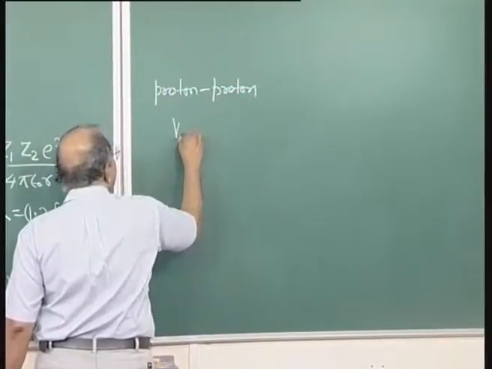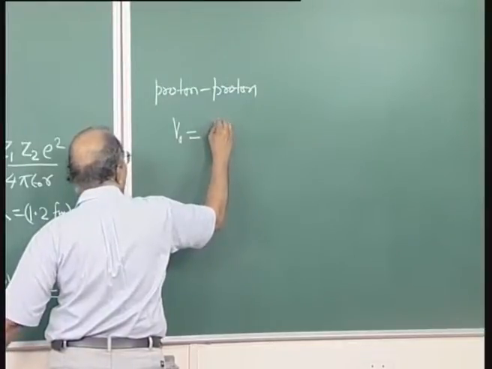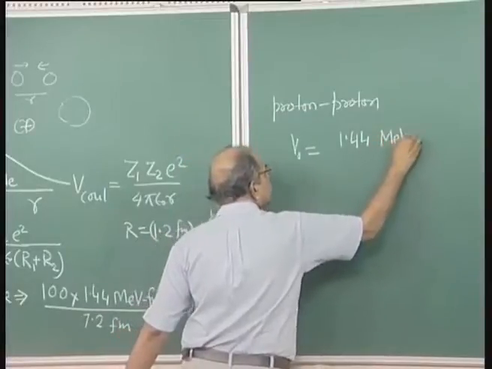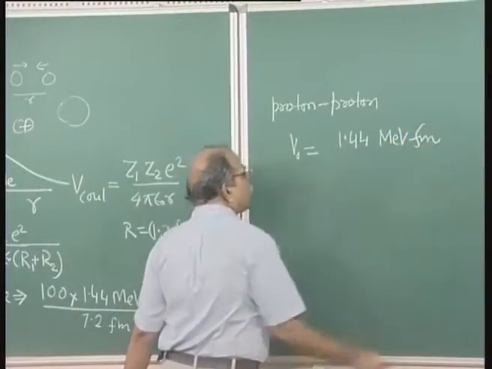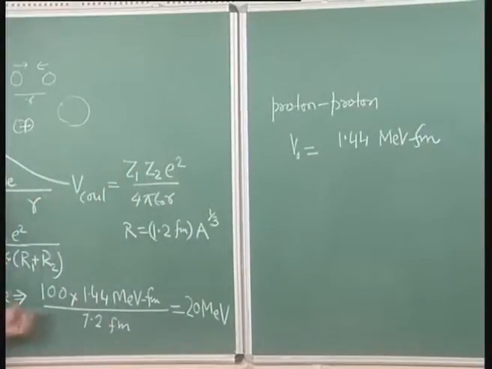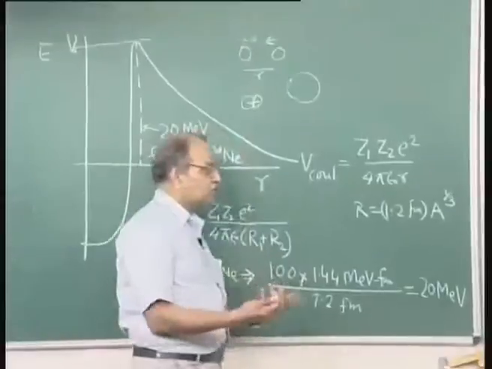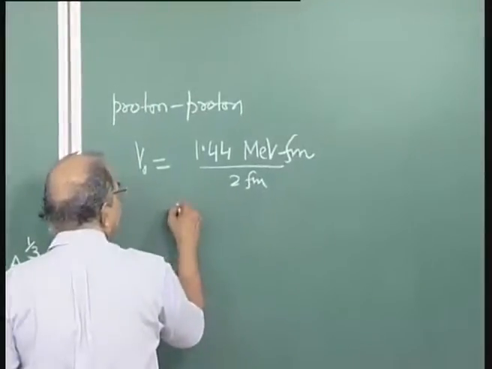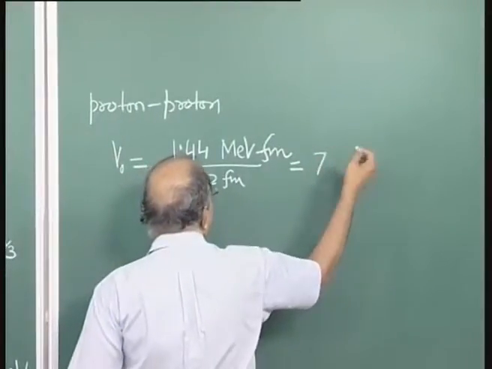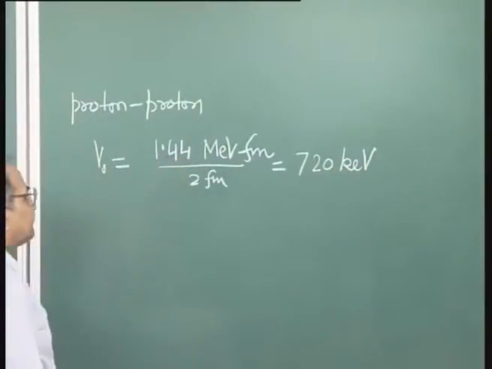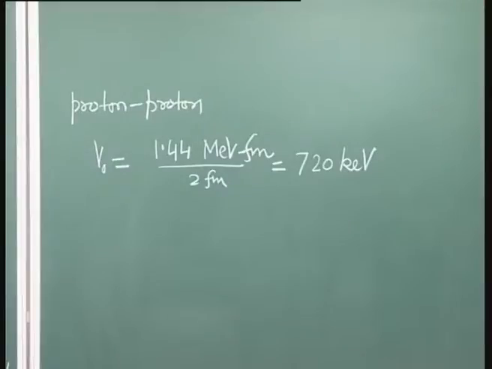this V naught will be equal to Z1 Z2, which is 1, times e squared by 4 pi epsilon naught, that is 1.44 MeV femtometer, and for this we take 2 femtometers. So that will be around 700 keV, 720 keV, kilo electron volts. So for nuclear fusion, this will be the minimum barrier.